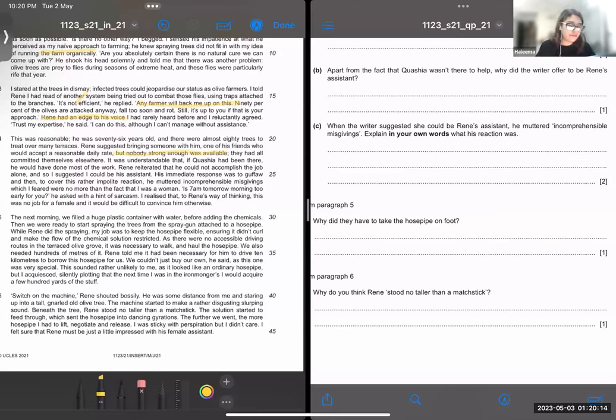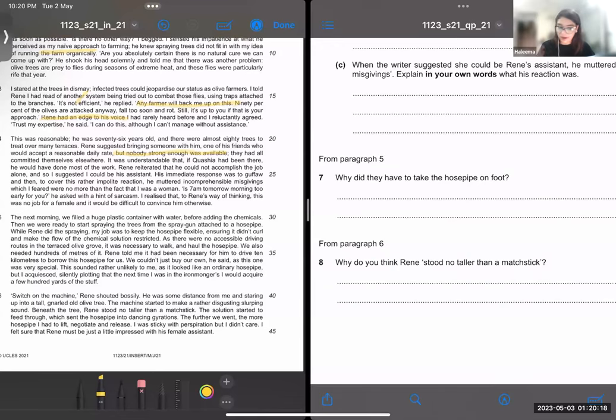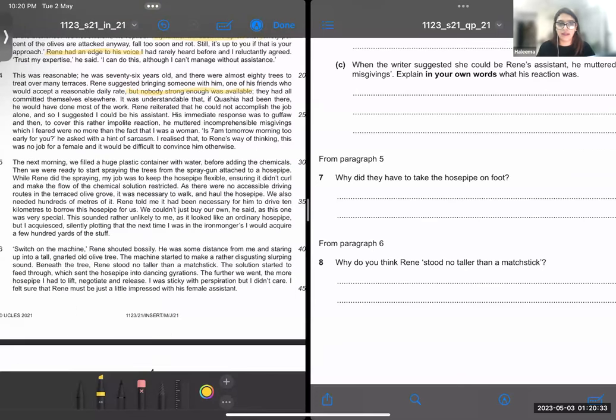Then we move on to paragraph 5. Why did they have to take the hose pipe on foot? Again, a very implicit question, which is right here. As there were no accessible driving routes up the olive groves. So you simply highlight the idea that there was no actual route that they could take in order to get to the olive groves. Question number 6, so paragraph 6, question 8.